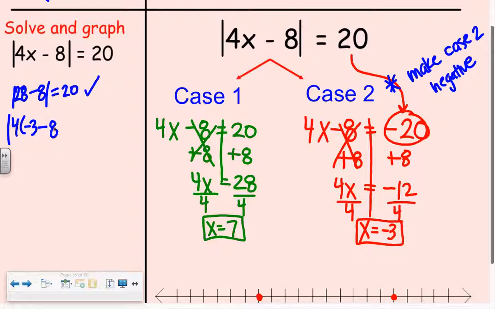minus 8. 4 times -3 is -12. -12 and -8 make -20, which we know the absolute value of -20 is 20. So that's why those two answers work. If I plug 7 in, I'd get a positive 20. If I plug -3 in, I'd get the -20.